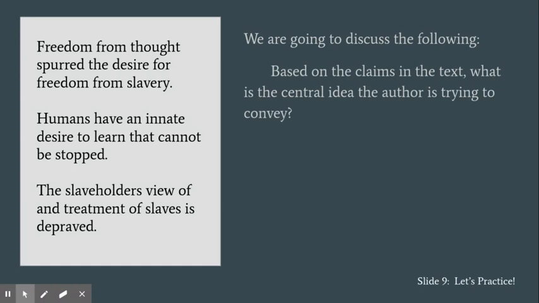We have our 3 claims on the screen. Freedom from thought spurred the desire for freedom from slavery. Humans have an innate desire to learn that cannot be stopped. And the slaveholders' view of and treatment of slaves is depraved. What do these 3 claims have in common? Is there a topic that connects all of the claims? How would you summarize these claims? So now, let's discuss.